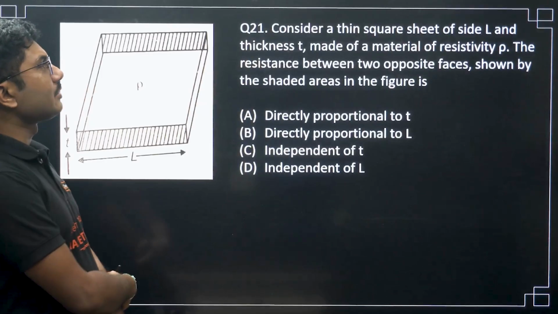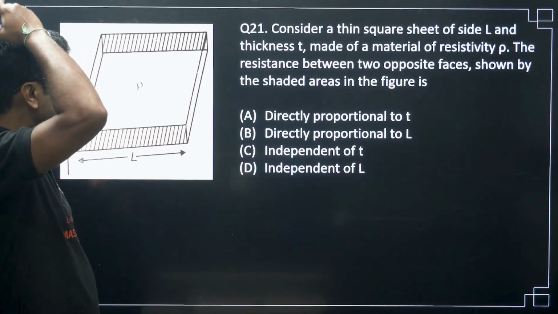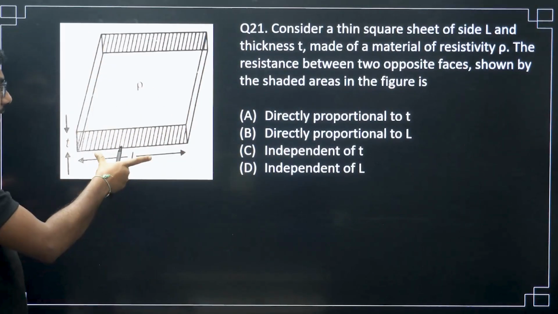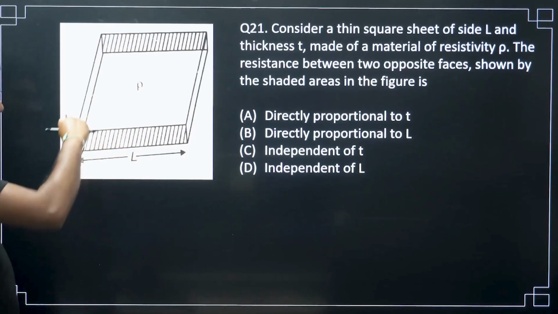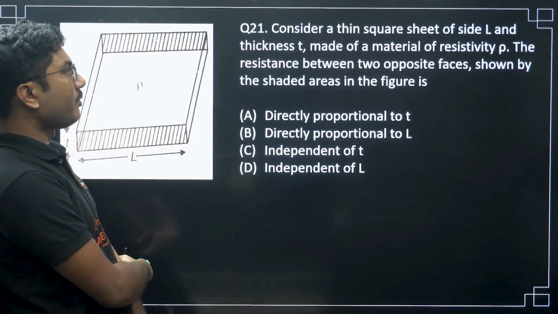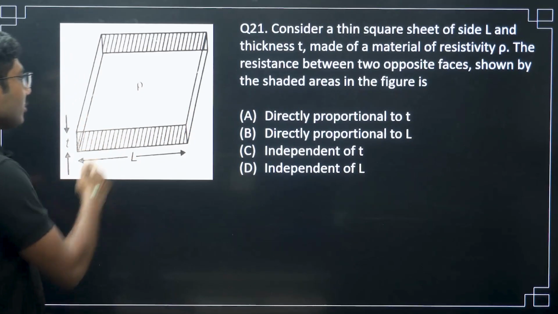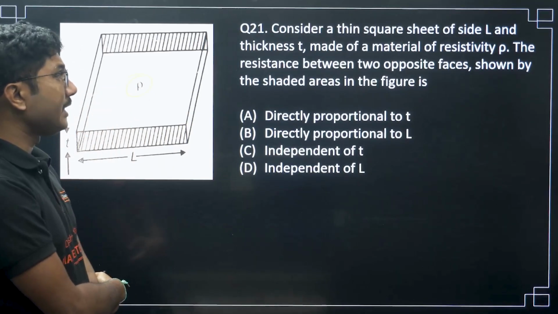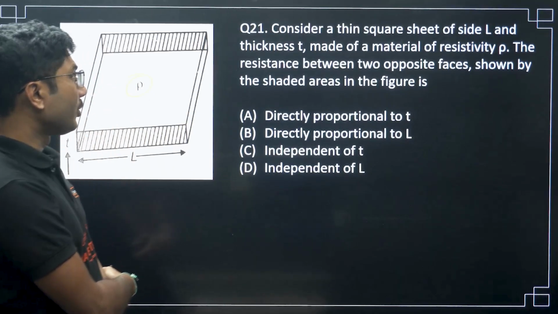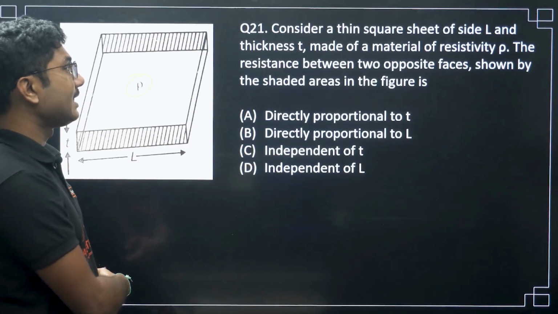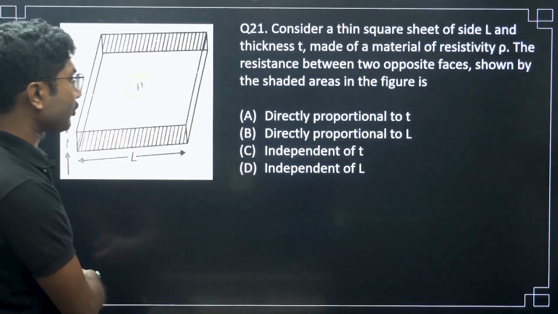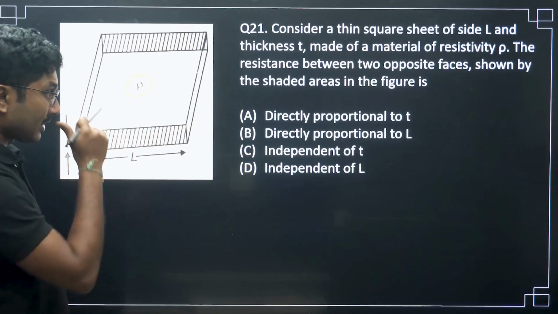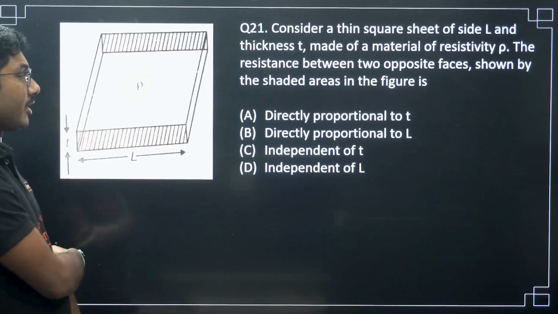Consider a thin square sheet of side L and thickness T, made of material of resistivity rho. The resistance between the opposite faces shown by the shaded areas in the figure is directly proportional to T, directly proportional to L, or independent of T, independent of L.